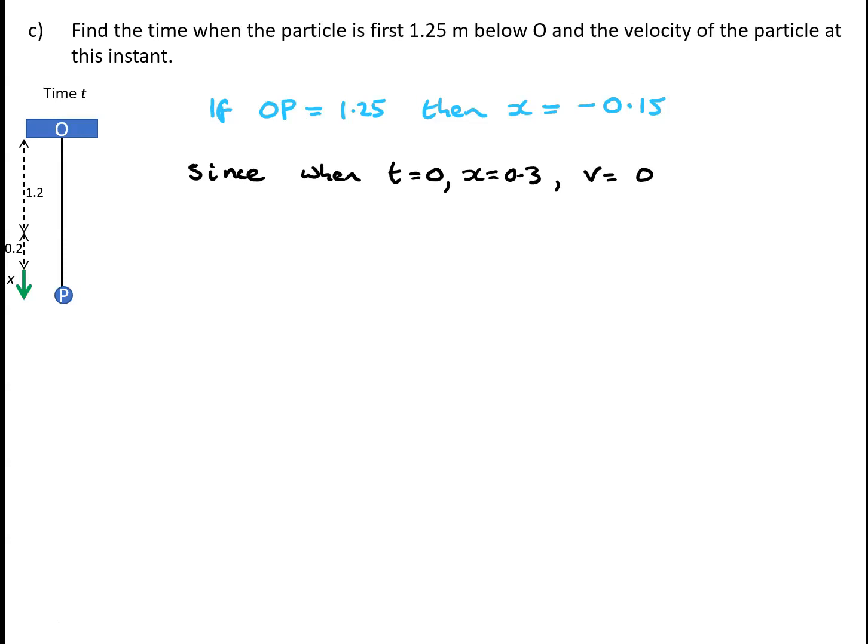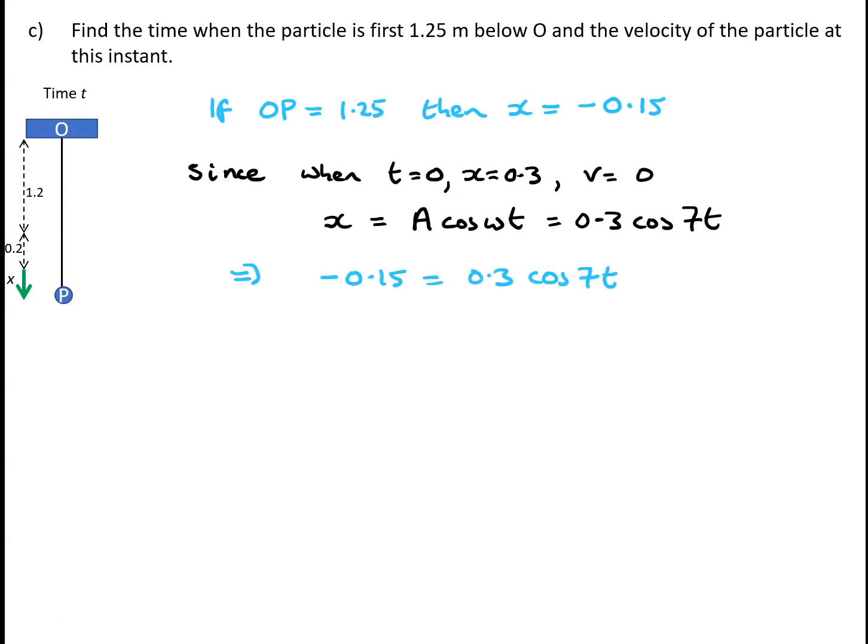We all know that when t equals 0, we've got x equals 0.3 and v equals 0, which means that we can just say straight away that the solution of the SHM equation is the x equals a cos omega t format, because we're starting at an extreme point. So we've got x equals 0.3 cos 7t.